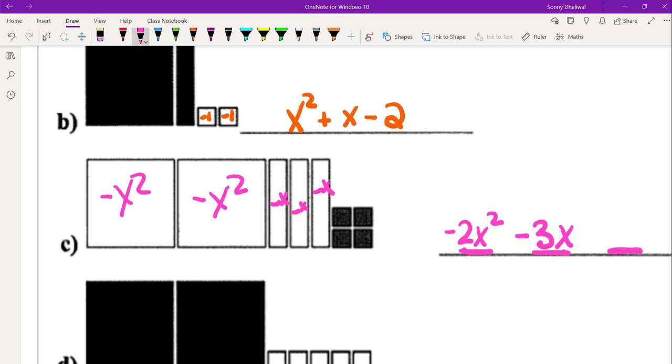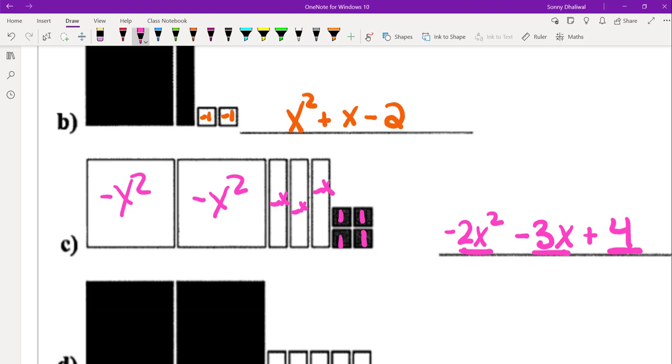Okay, last one. What do those squares represent? Little ones. Positive ones. And we have 4 of them. So that's positive 4. So we need to put down the plus sign in between here to separate the terms and to indicate that it's positive.